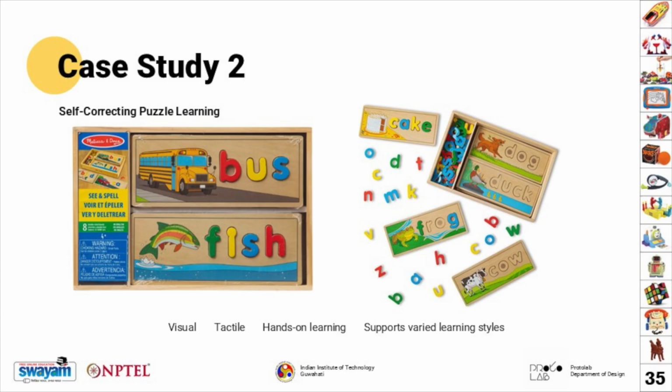The object communicates it silently. The learning becomes self-paced. Universal design here removes dependency on explanation. The toy becomes the teacher.